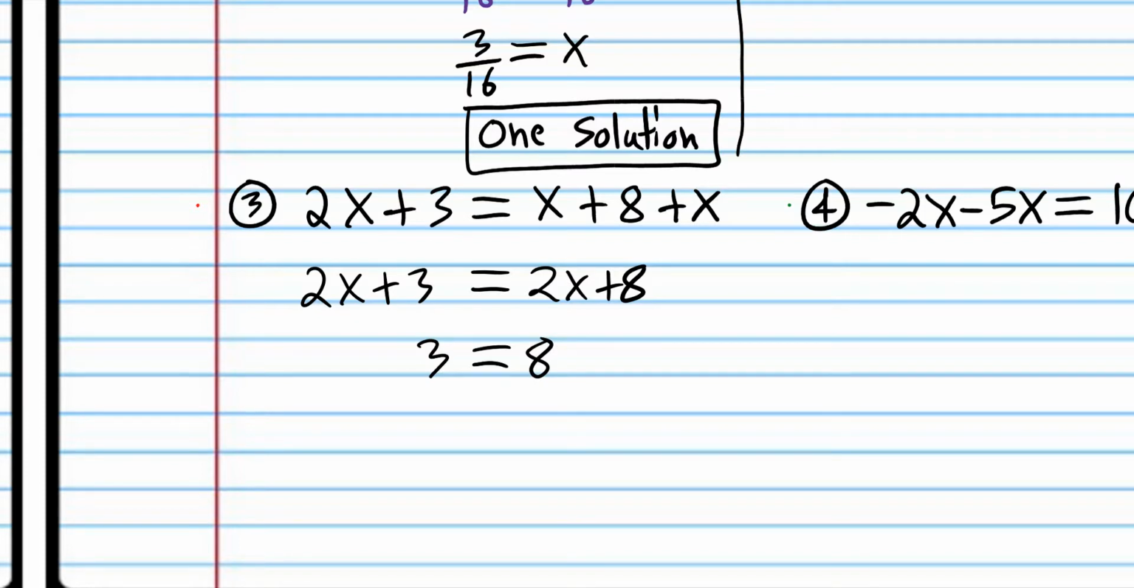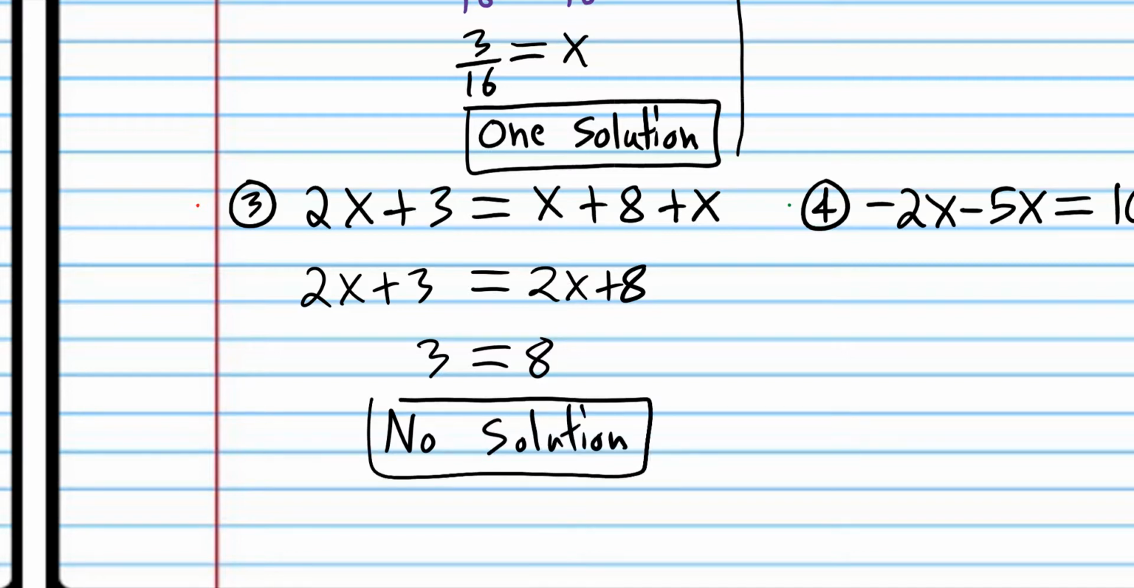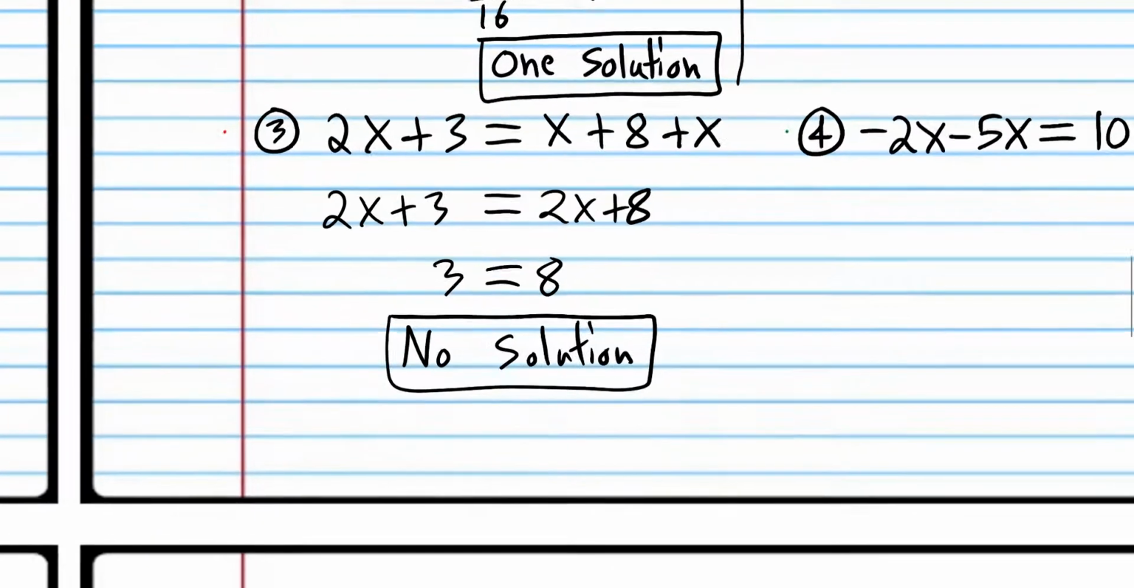And so we're left with 3 is equal to 8. And obviously 3 cannot be equal to 8. So what this tells us is that there is no solution. And what that means is that if you plug in any x value, it doesn't matter what x value you plug in, it's not going to make it work.